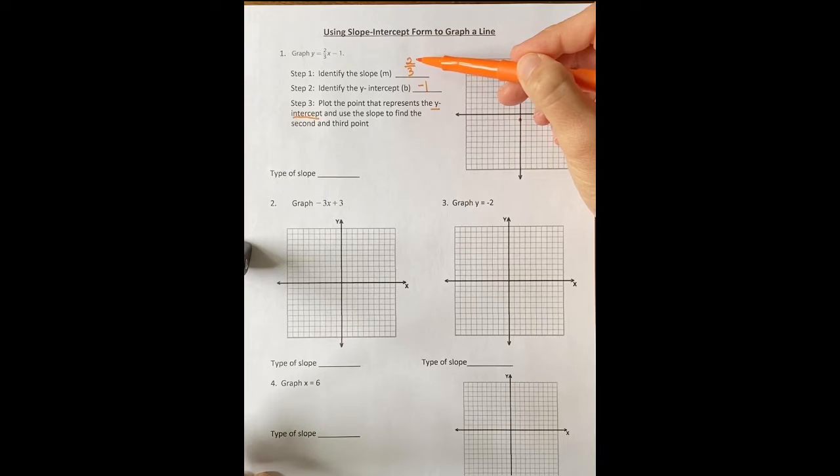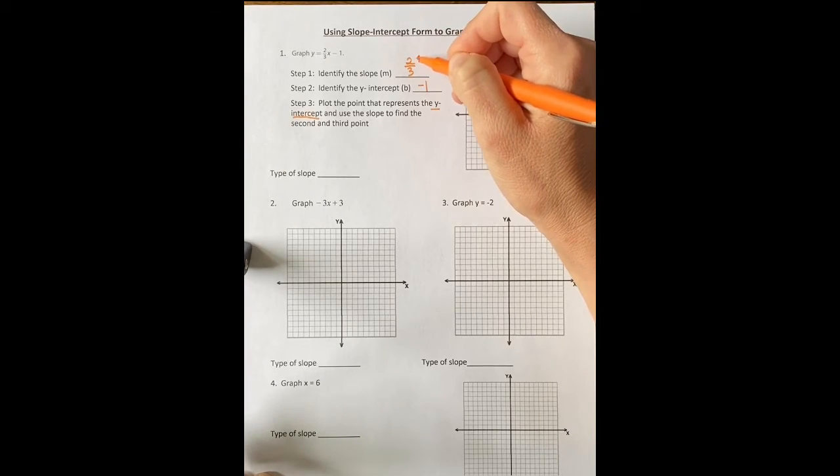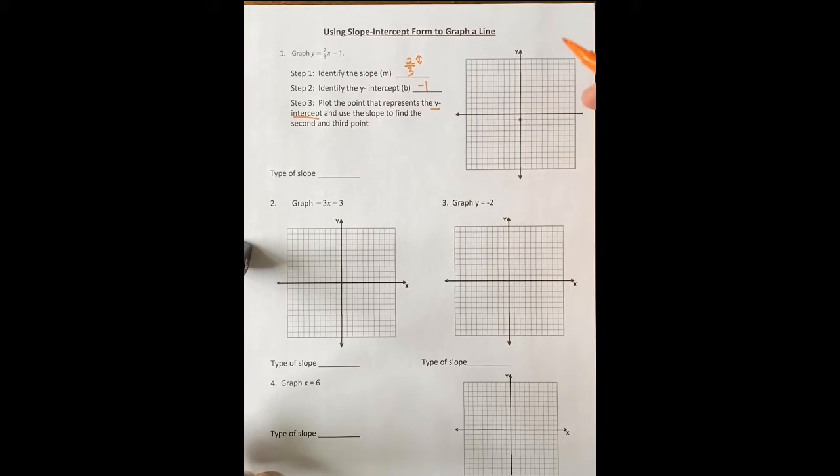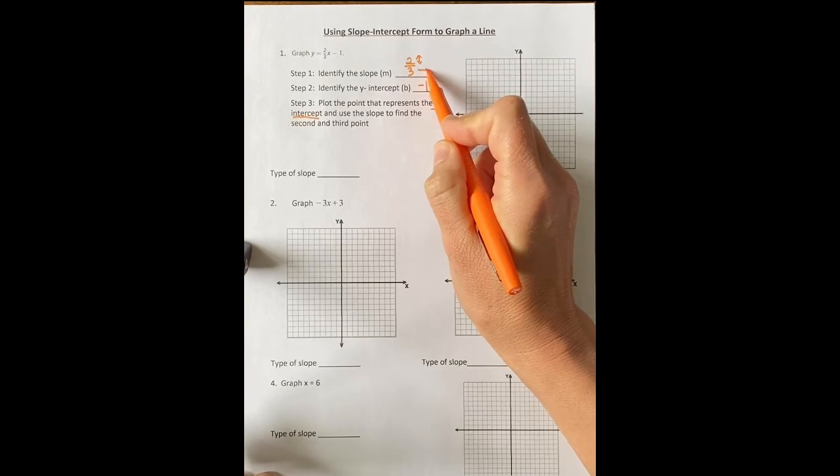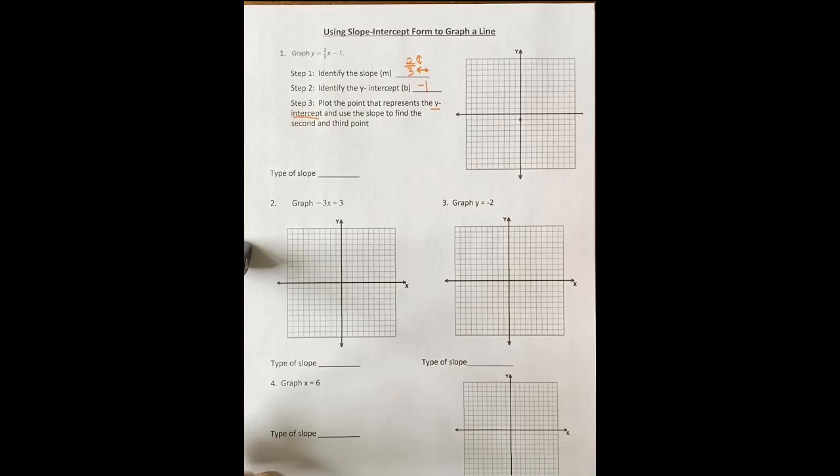Remember that your slope represents your rise, which is how much you go up or down, and your run, which is how much you go left or right. Since it's a +2 and a +3, from my y-intercept, I'm going to rise up 2, 1, 2, and then go to the right 3, 1, 2, 3. So I make a point. This is the point 3, 1.